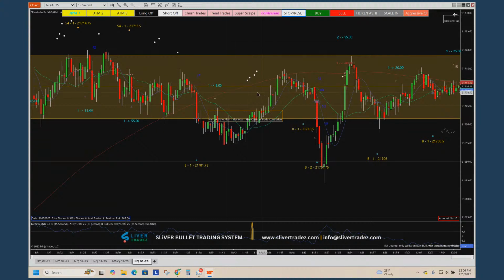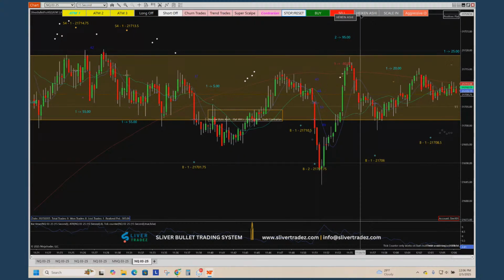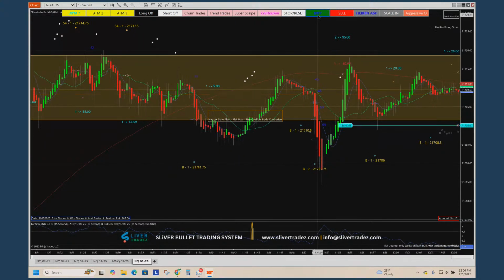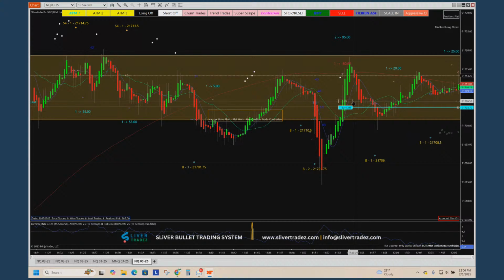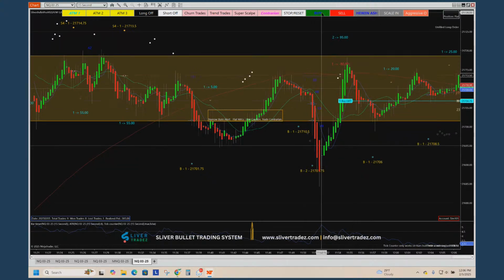$385 so far. I'll look for one more trade before closing this session. So let me place a resting order this time. Resting order would be somewhere here. Maybe the low of this point. Okay.